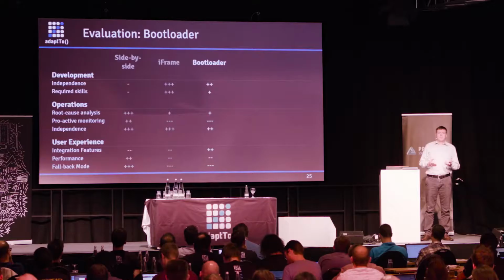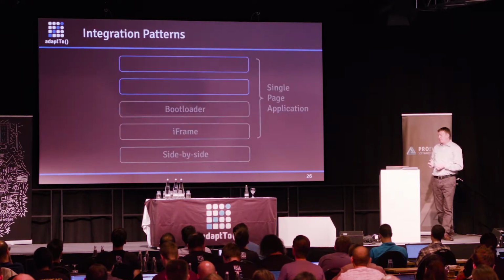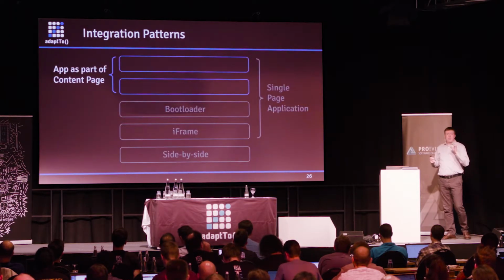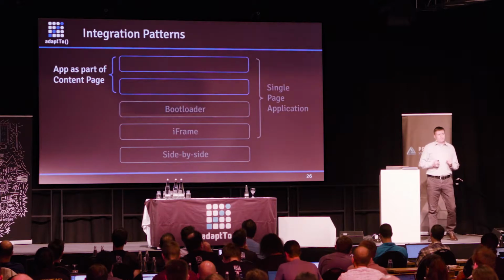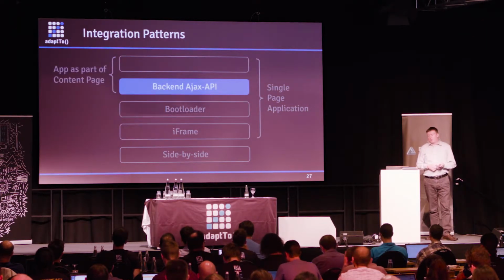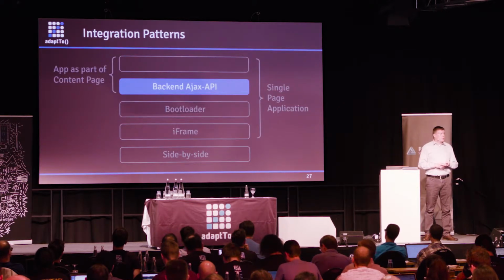Fallback, of course, if it's still front-end integration, so if anything fails, again, you will have a black box of nothing. And therefore, the remaining patterns will try to tackle this one, so that the app is part of the content page. One approach is the application just provides a backend Ajax API.